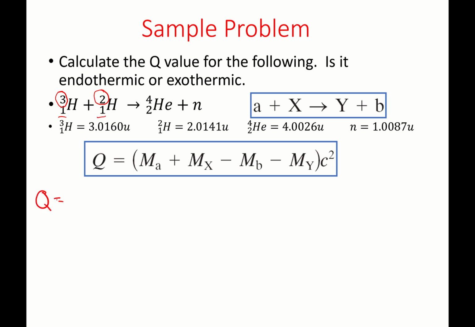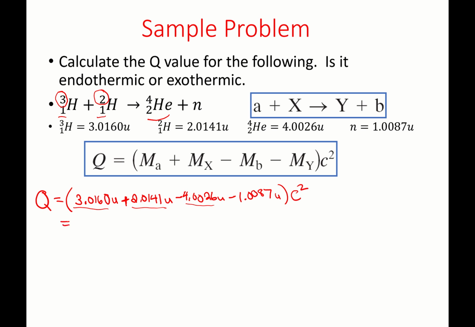So let's do that. Q is equal to the mass of A. A is my tritium, 3.01060 U, plus the mass of the deuterium, 2.0141 U, minus the mass of the helium nucleus, 4.0026 U, minus the mass of a neutron, 1.0087 U. When you do a problem, again, remember, always use the total number of digits that are shown in whatever the source is in the problem, or you'll probably be told you have the wrong answer. All right, so I'll put my c squared at the end.